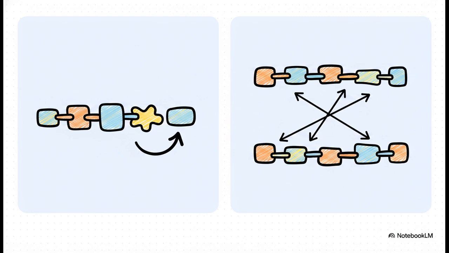Cross-attention requires two separate sequences to function. It takes what we call queries from the target sequence, meaning what we are trying to generate, and matches them against the keys and values from the source sequence, meaning what we originally inputted. It's actively comparing two entirely different worlds.